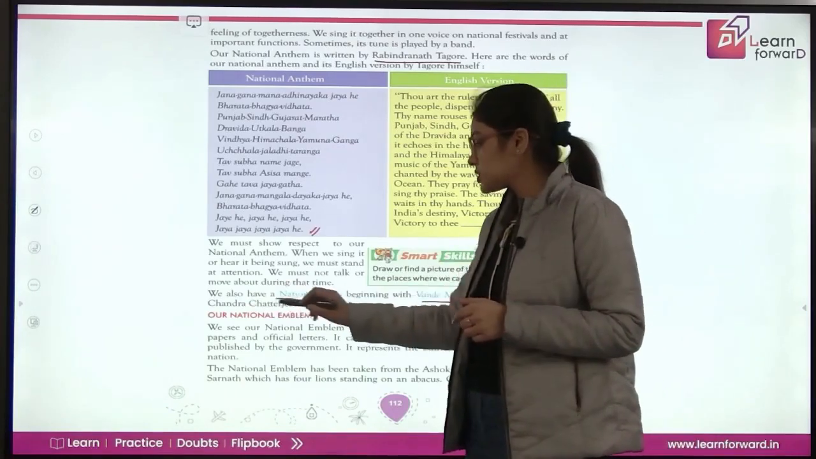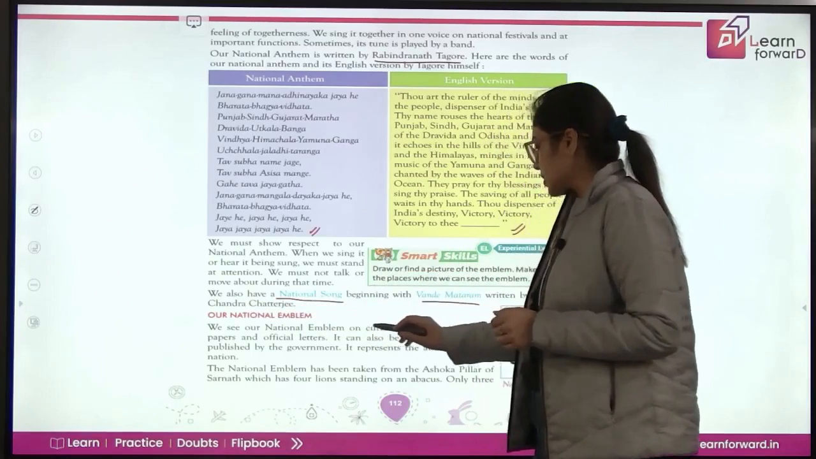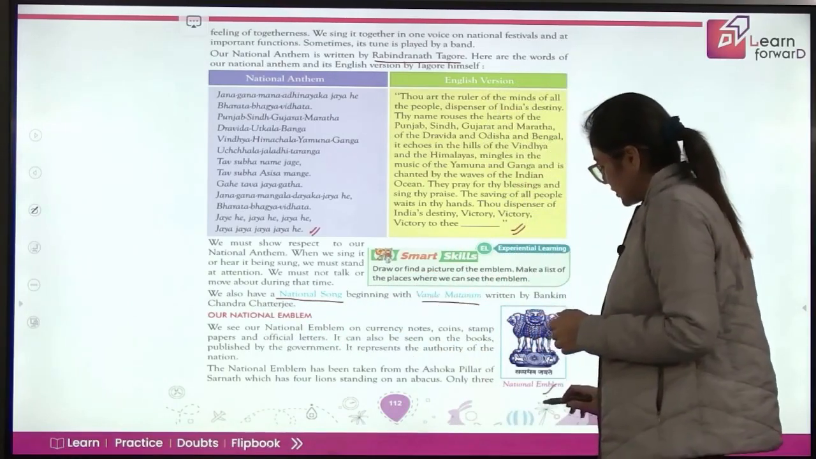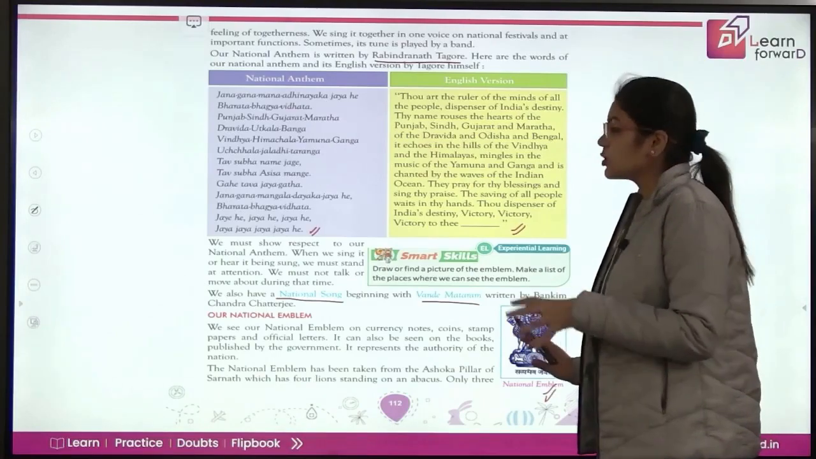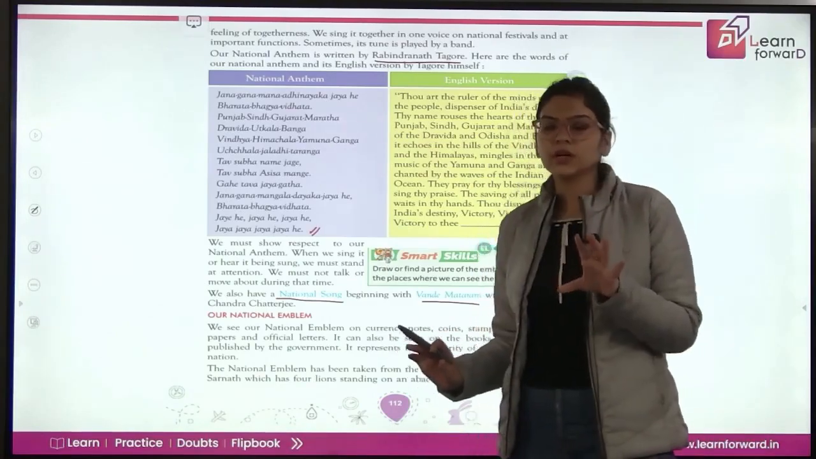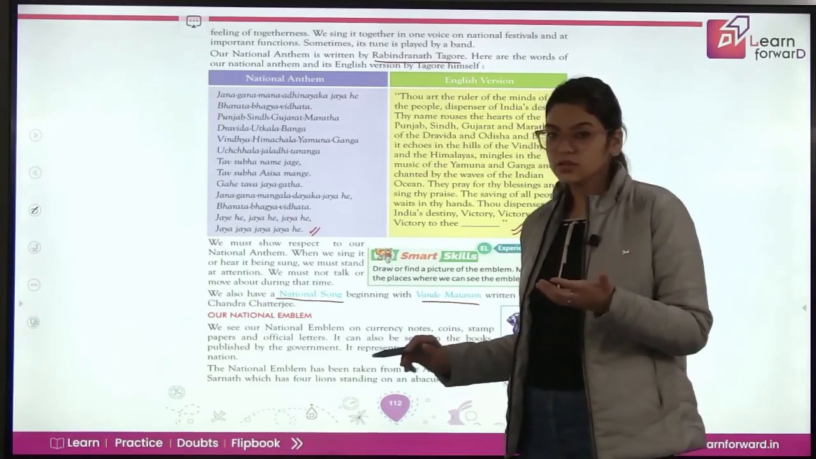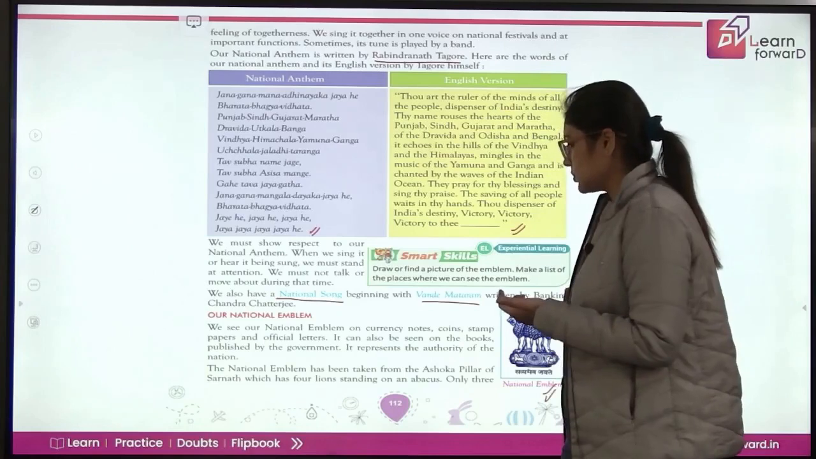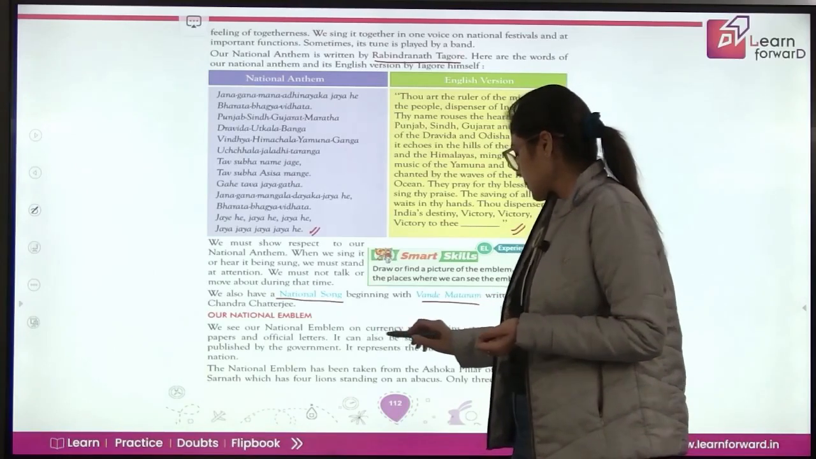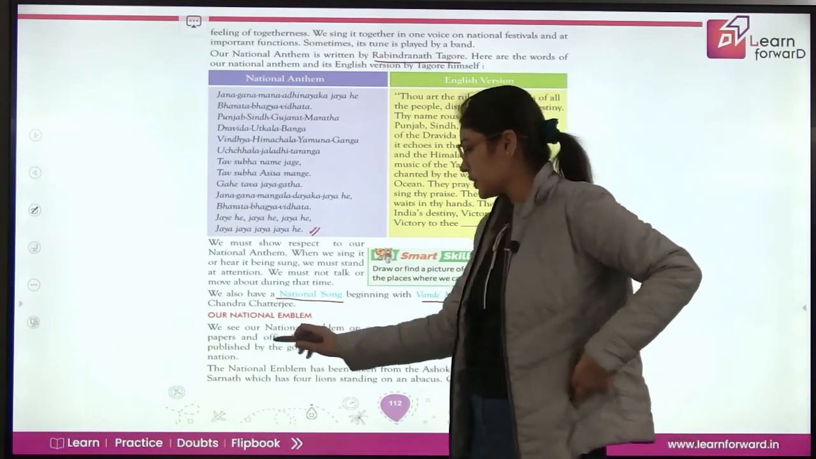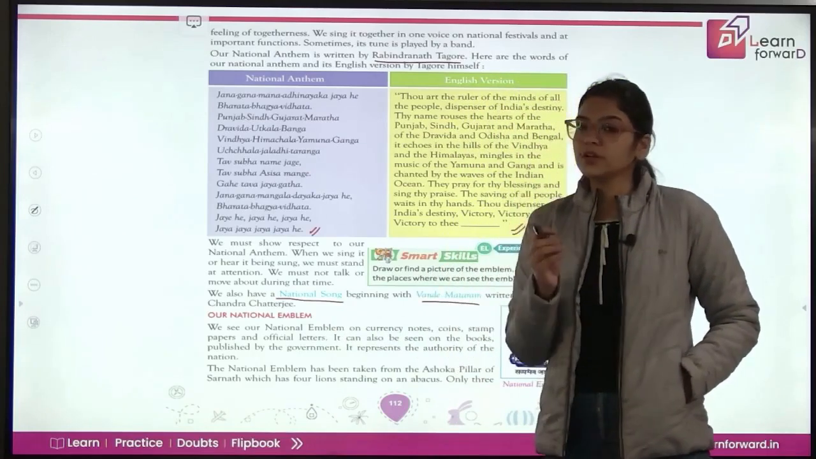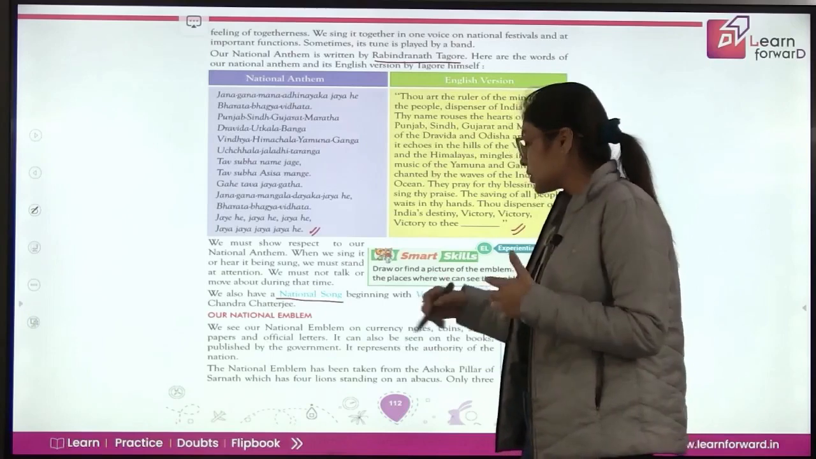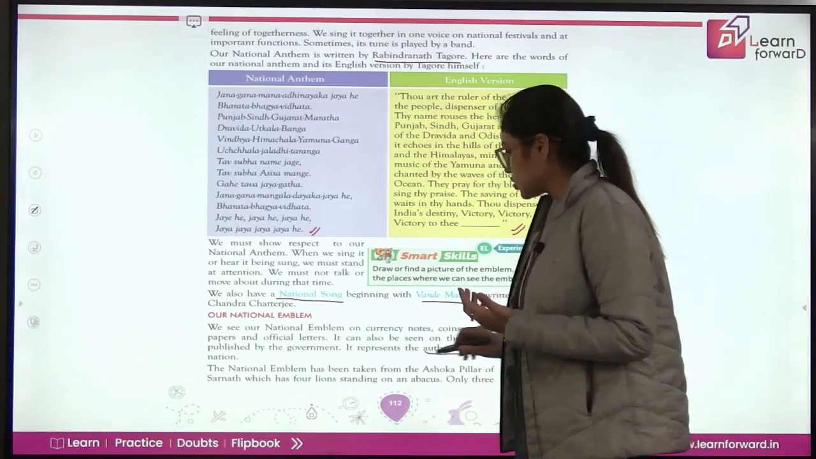Now our national emblem. We see our emblem on currency notes, coins, stamp papers and official letters. So you will get to see this emblem in all the notes, all the currency. Otherwise you can check, just take a note of any rupees and you will get to see the national emblem there. It is also seen on the books published by the government. So you will see the emblem on the books as well, which are published by the government. What does it represent? It represents the authority of the nation.